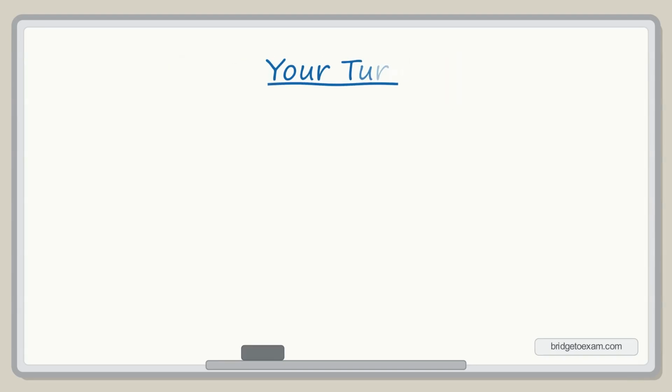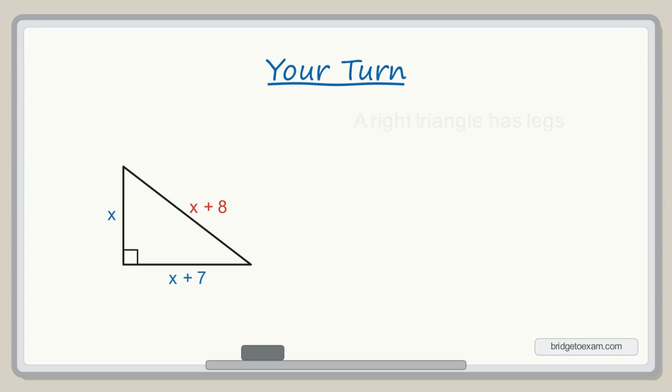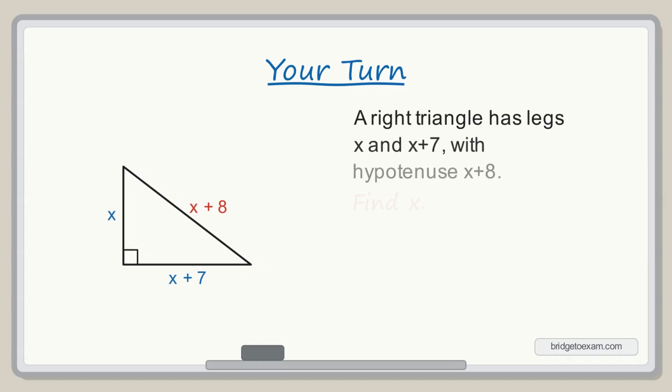Your turn. A right triangle has legs x and x plus 7, with hypotenuse x plus 8. Find x. Pause, and remember to expand each binomial fully.